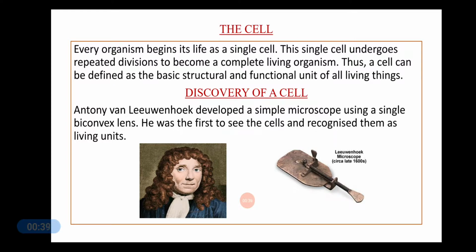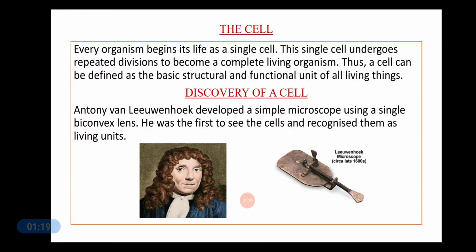You take any organism, like a whale, or a mango tree, or a banyan tree, or a human being. Every organism started its life as a single cell. This cell then undergoes repeated divisions, that is, they increase in number. As they increase in number, they grow in size and they become a complete living organism. So, a cell is the basic unit of life.